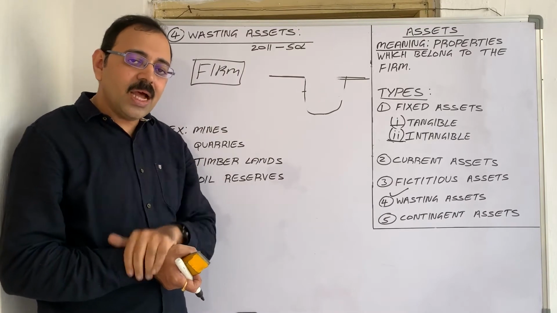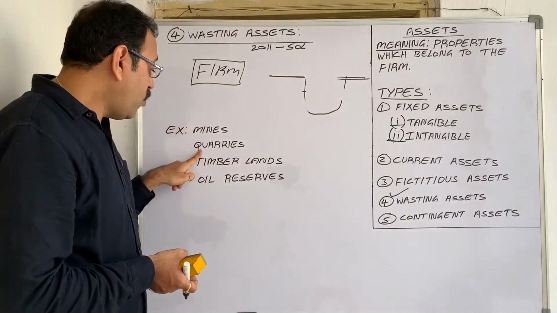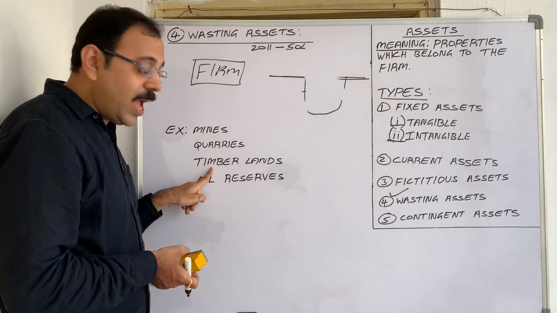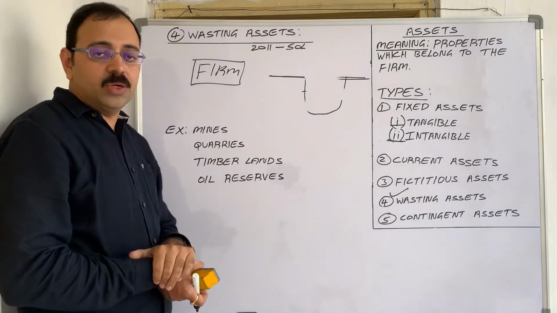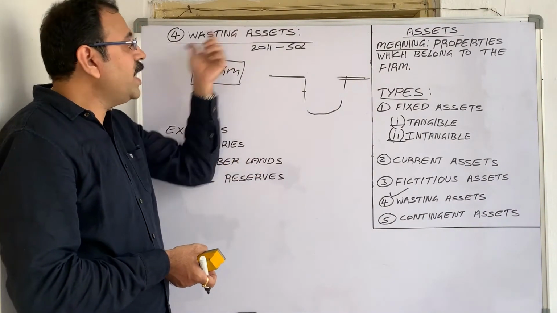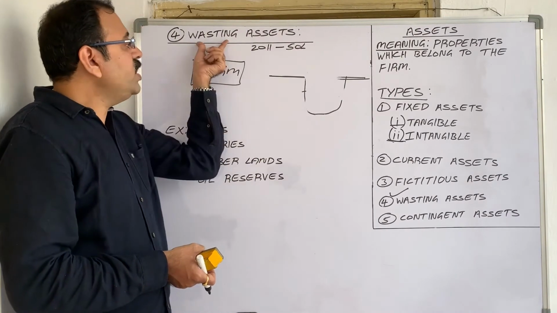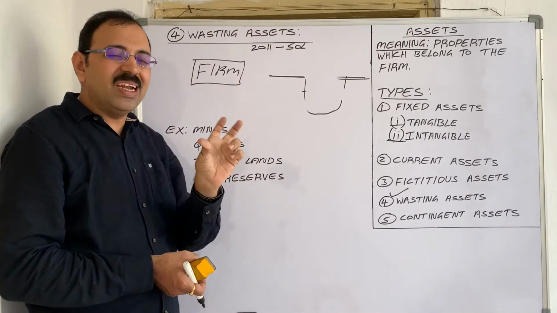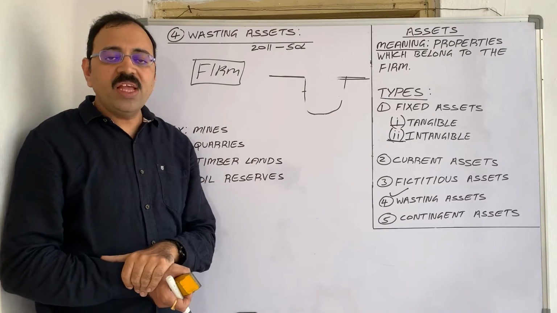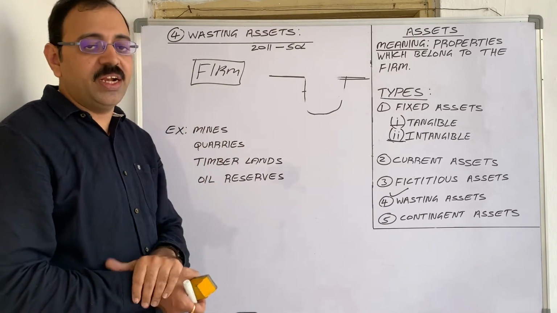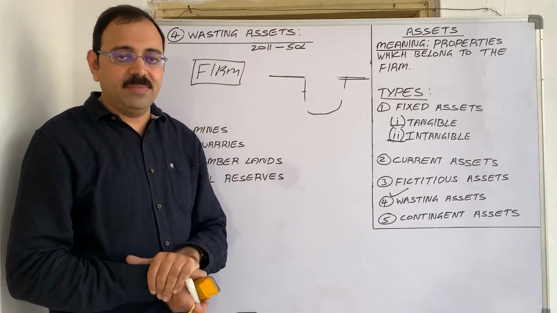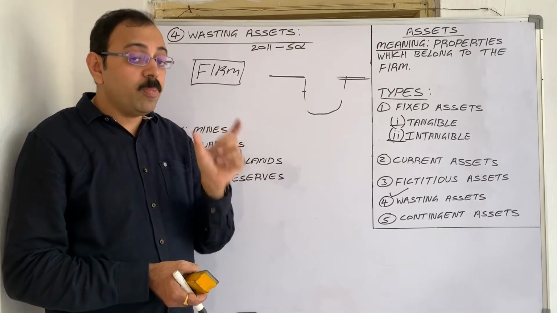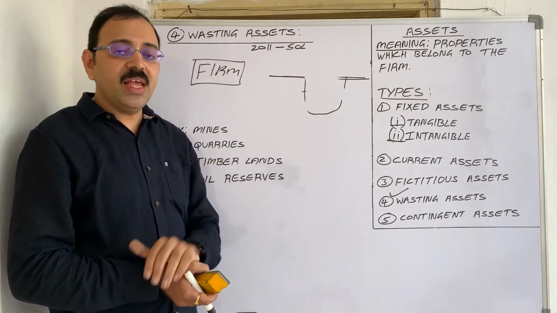What are the other examples? Quarries, timberlands, oil reserves come under this category. In case of wasting assets, we should not use the word depreciation. So wasting assets are not depreciated, they are depleted. Depletion is the appropriate word for wasting assets.